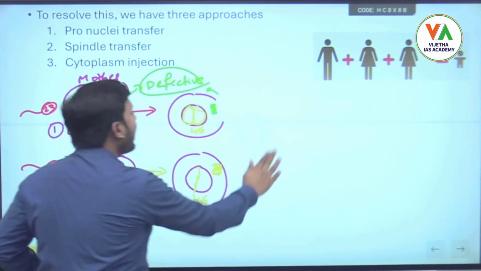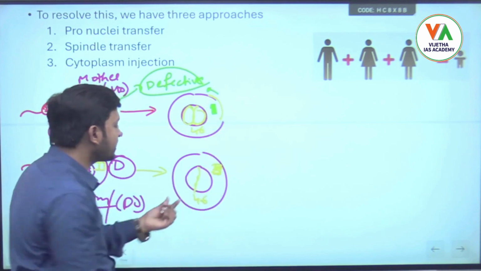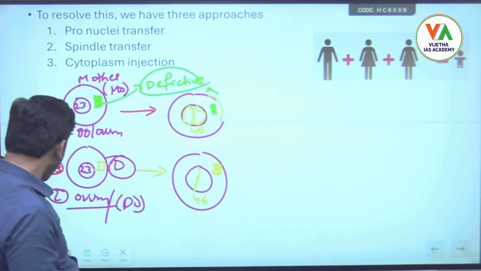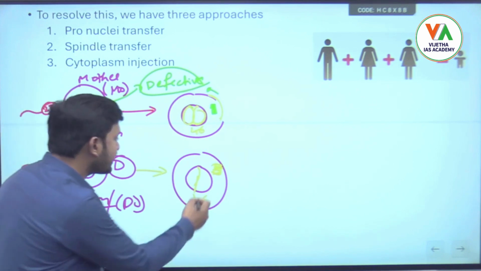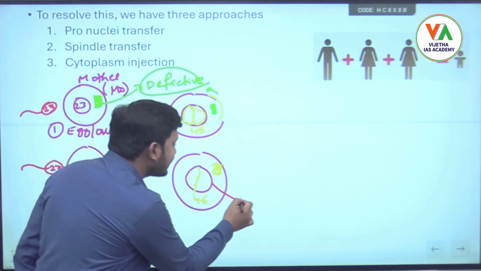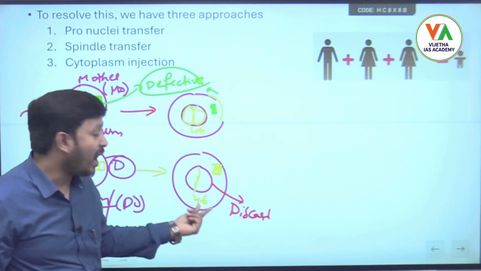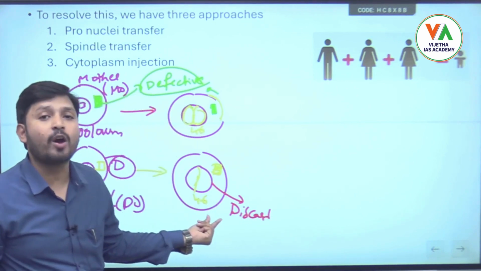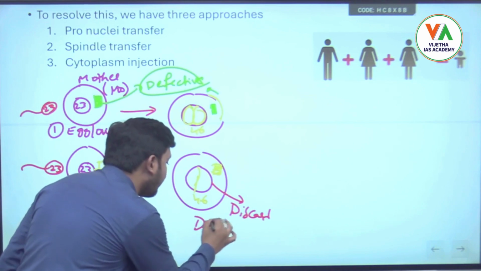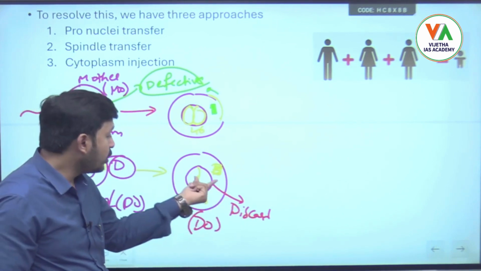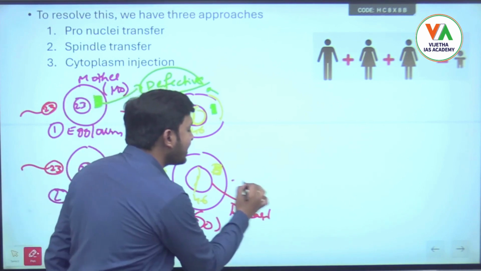So to avoid this, what we will do in this pronuclear transfer is, in this pronuclear structure, they will remove the pronuclei of the donor ovum, and they will discard it.